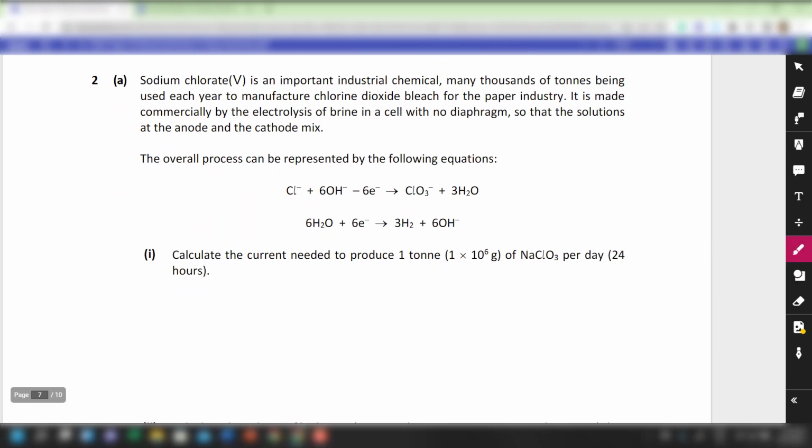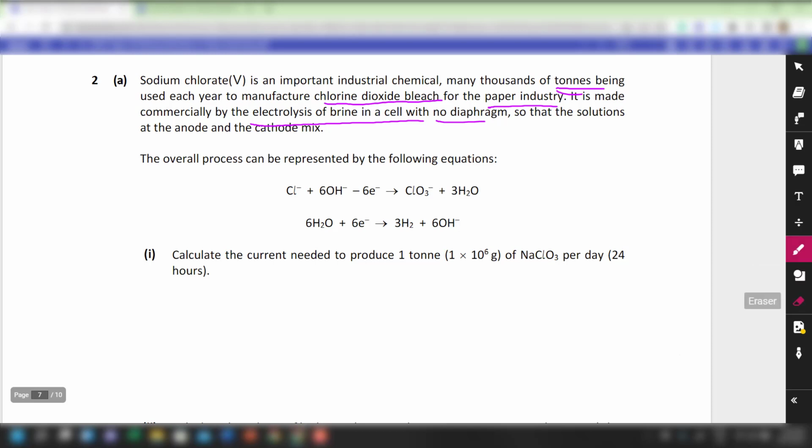For question 2A, over here we have sodium chlorate, an important industrial chemical. Many thousands of tons are produced or used each year in the manufacture of chlorine dioxide bleach for the paper industry. It is made commercially by the electrolysis of brine in a cell with no diaphragm, so that the solutions at the anode and cathode mix up. The details, I don't think you need to go into, because the nature of the question does not require all these details.